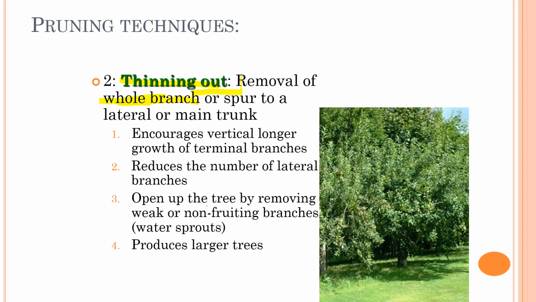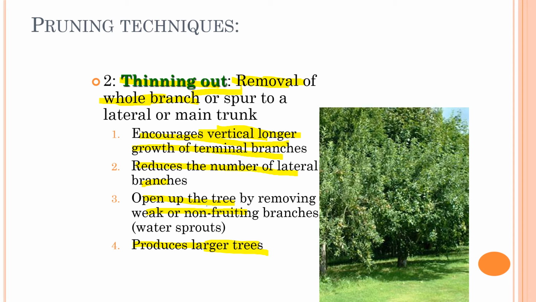You can see here we are removing the whole branch. Well, that applies also to the shoot or to the spur as well, but you remove the whole thing. That way you'll encourage vertical growth. Vertical. The other one is shrubby. This is vertical, not wide, but it is long. Growth of terminal branches is longer, it reduces the number of lateral branches, opens up the tree by removing weak or non-fruiting branches, and produces, of course, larger trees because you are not making it shorter. You are cutting the whole branch.